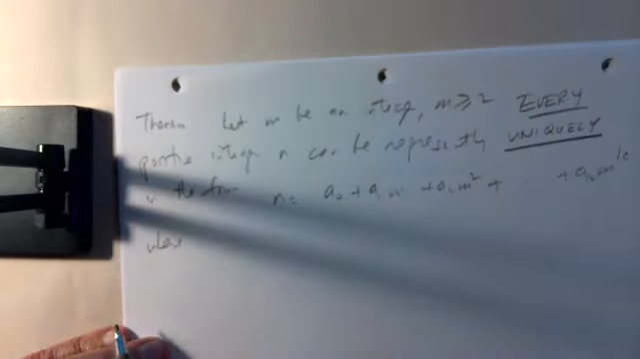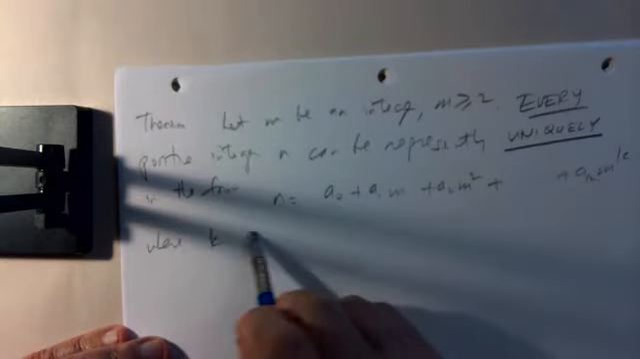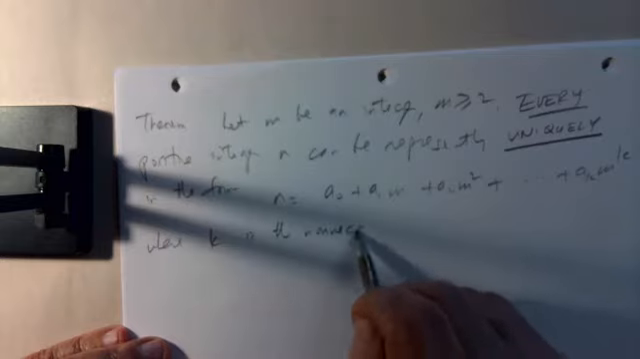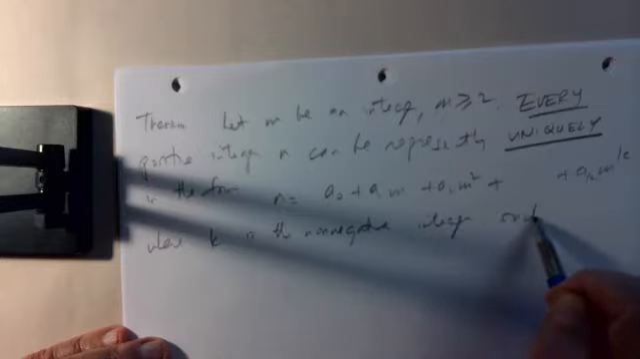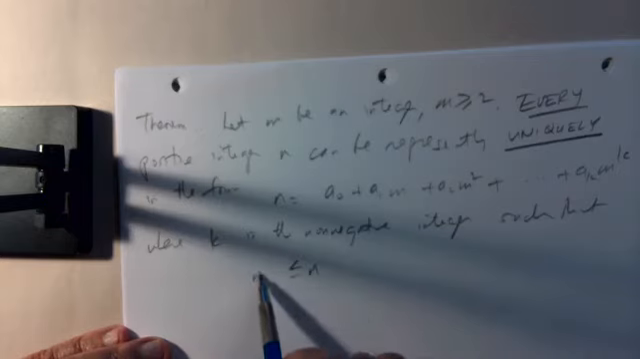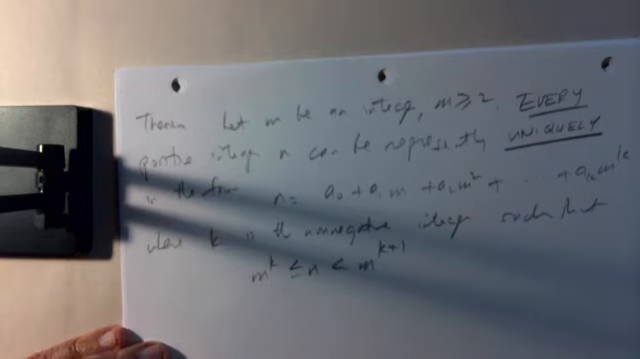where k is the unique non-negative integer such that n is at least m to the k and strictly smaller than m to the k plus 1. And a sub k is positive and at most m minus 1. And the integers a sub i are between 0 and m minus 1 for i going from 0, 1, 2 up to k minus 1. These coefficients, a0, a1 up to a sub k, are integers.